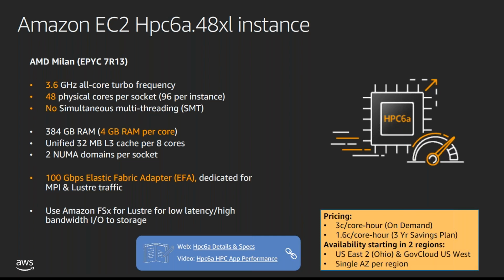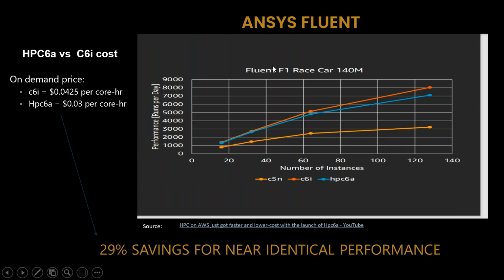You can see the pricing over here in the corner. It's very aggressive for the on-demand use of Hpc6a, and if you know that you're going to have a substantial amount of work over a larger period of time, you can get great savings associated with a reserved instance. Right now, the availability of Hpc6a is starting out in a couple different regions, and then with a single availability zone, but this will be rapidly expanded as the rollout of the new compute instance continues.